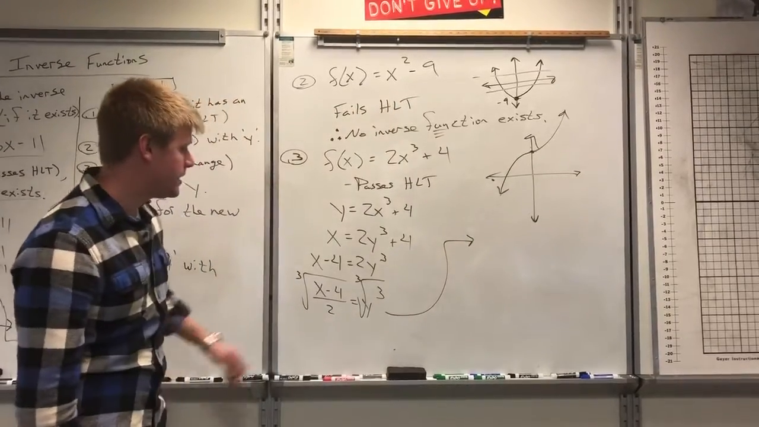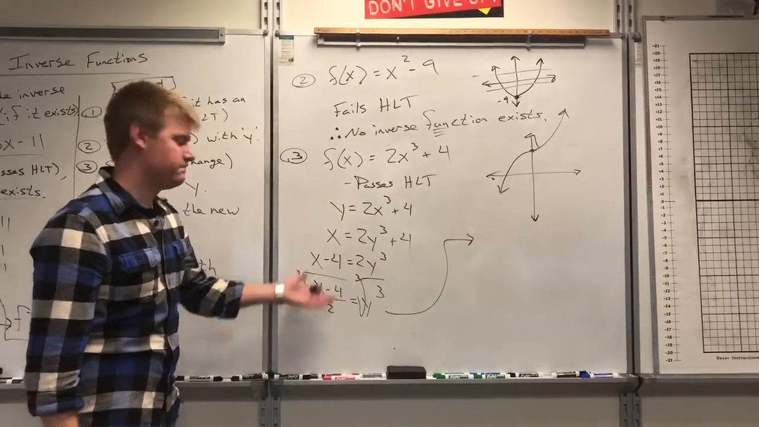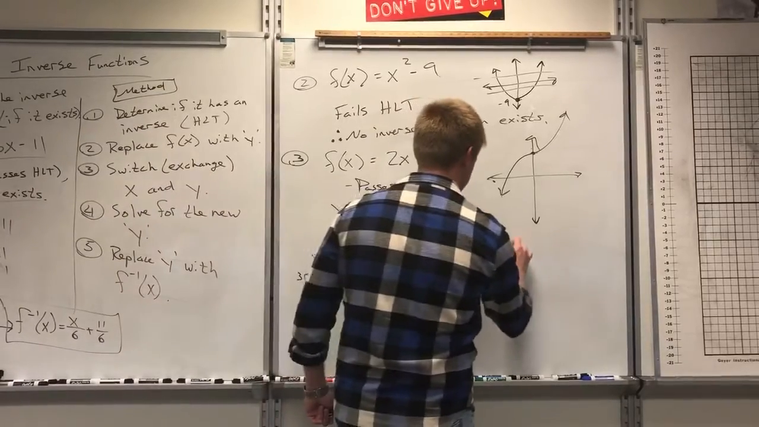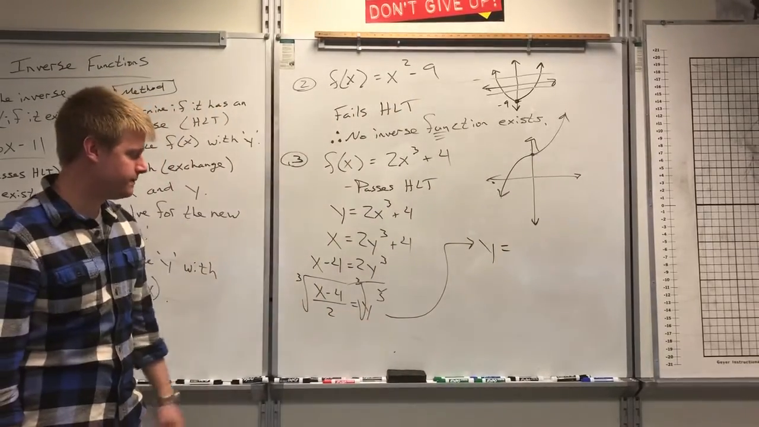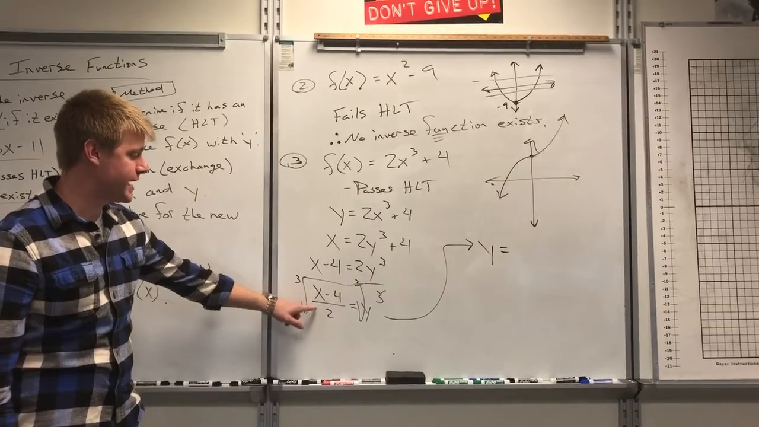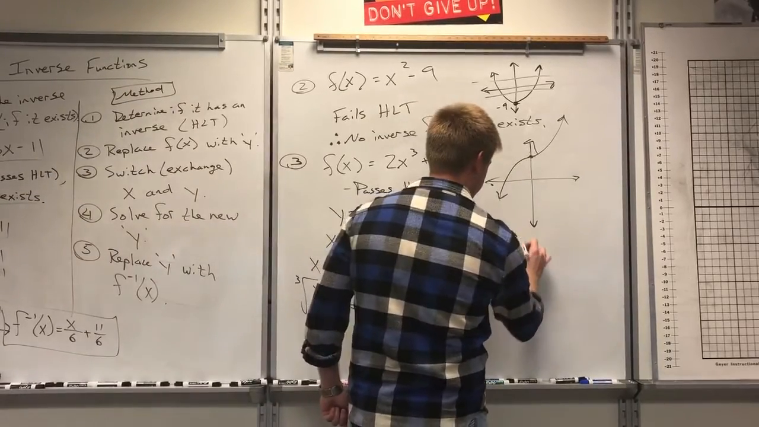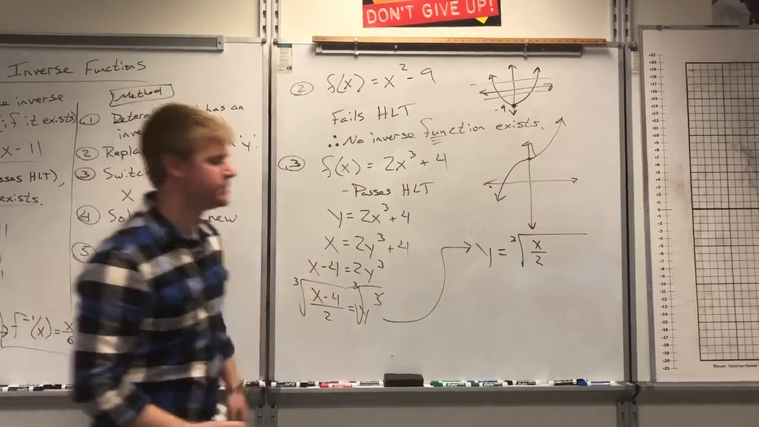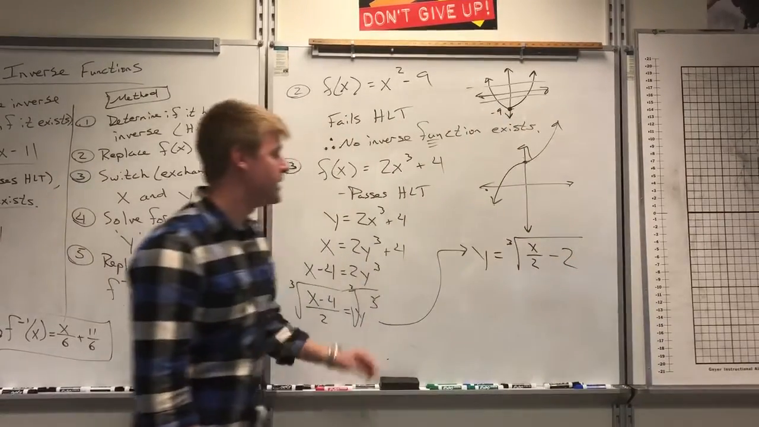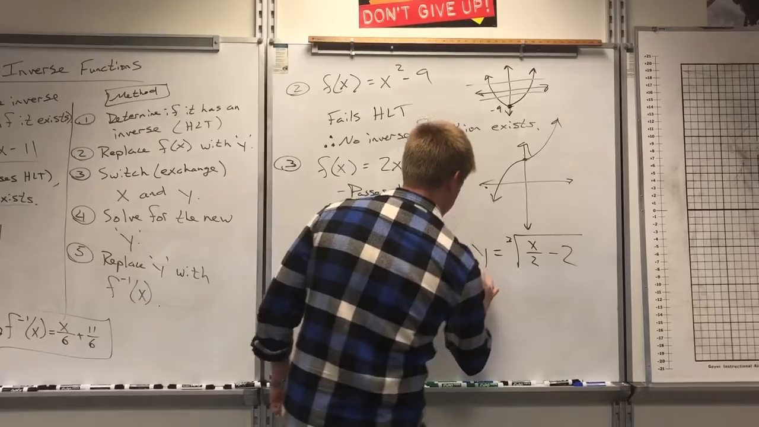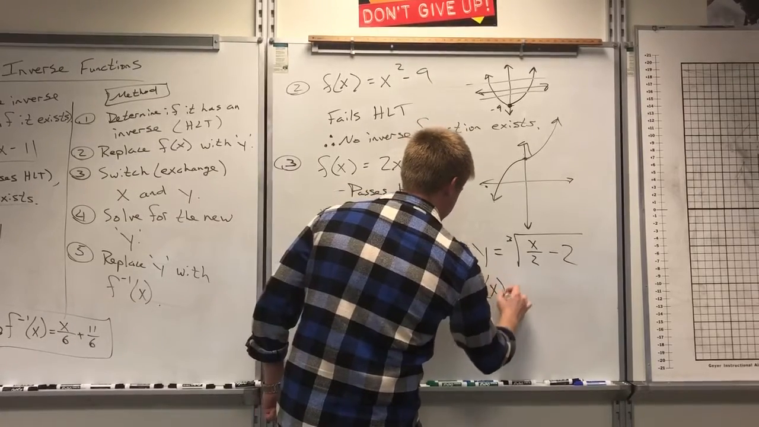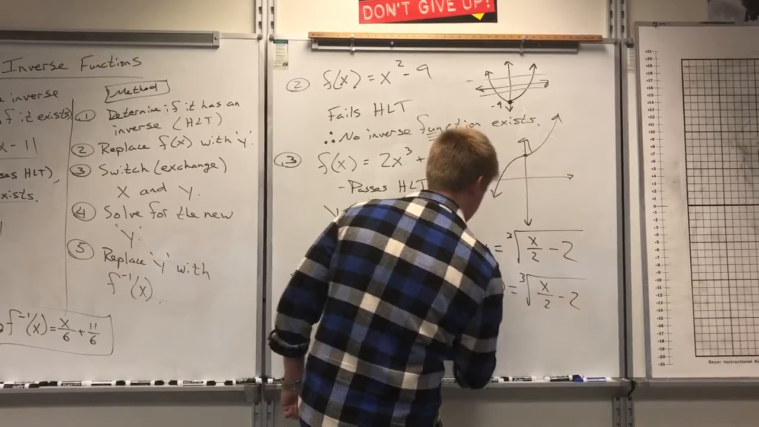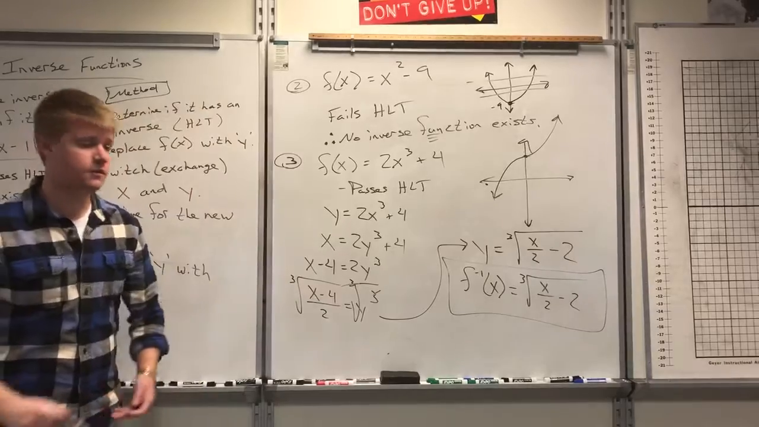So again, a square root undoes a square. Therefore, a cube root undoes a cube. I'm just going to reverse sides of the equation once again. So I now have y by itself equal to the cube root of x over 2, minus 4 divided by 2, which is simply 2. That's it. I know it's kind of messy, but that's our inverse function. So f inverse of x is equal to the cube root of x over 2 minus 2. So there's your final example.